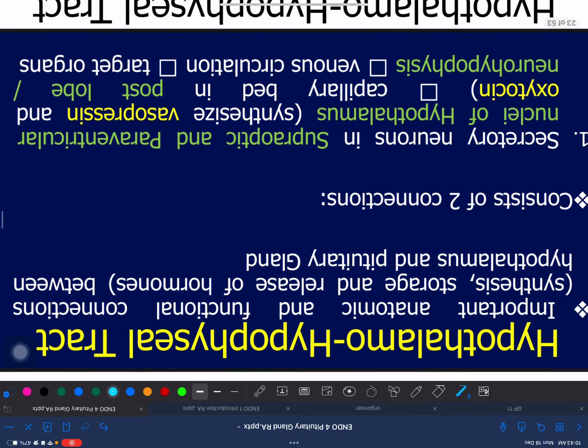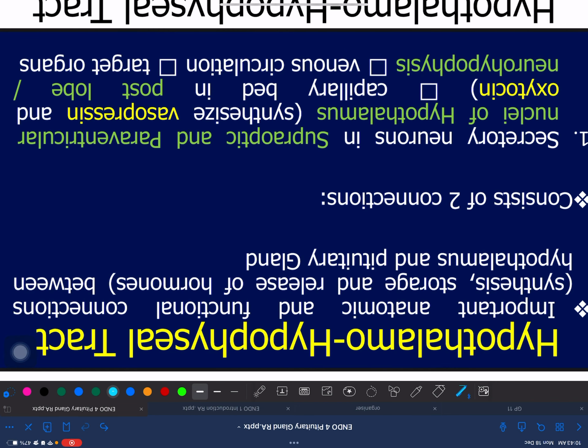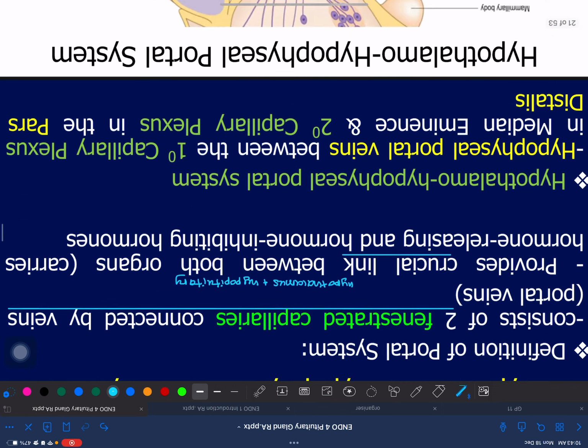Okay, that was the portal system. Now the tract. Hypothalamo-hypophyseal tract. This is an important anatomic and functional connection between the hypothalamus and pituitary gland.